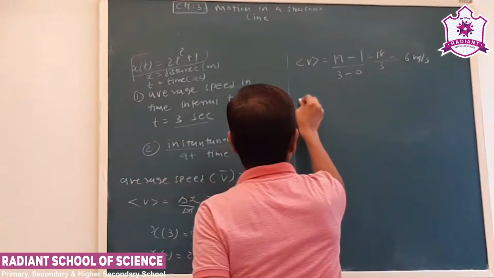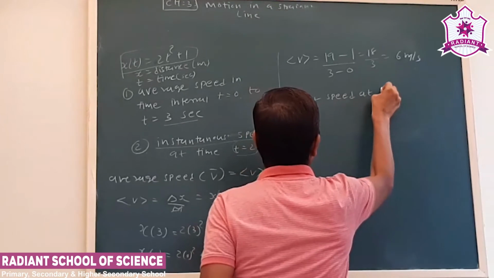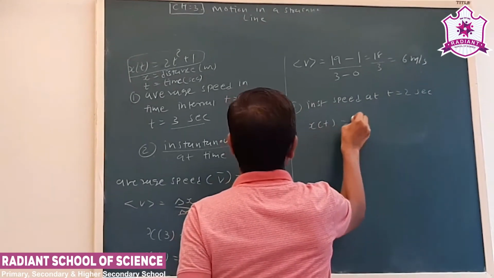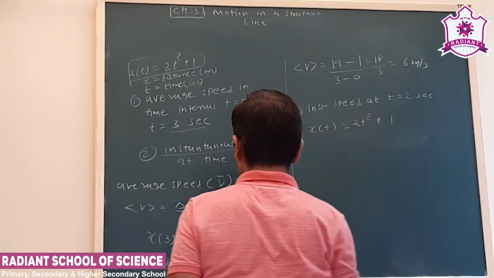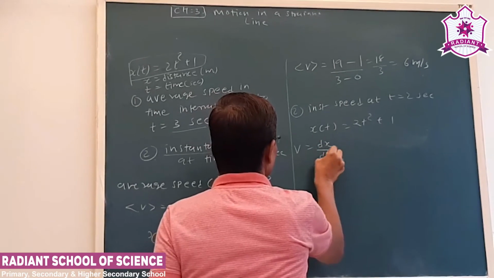So next we find out instantaneous speed at t is equal to 2. Now see here, x(t) is 2t square plus 1. Now see the differentiation, v is equal to dx by dt.